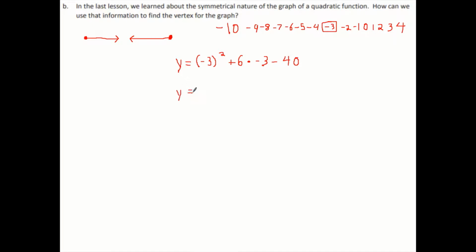So y is going to be equal to 9 plus negative 18 minus 40. And then if we combine all of this, we're going to get that y is equal to negative 49. So I now know my vertex. My vertex is going to be negative 3, negative 49. And now we have 3 points.